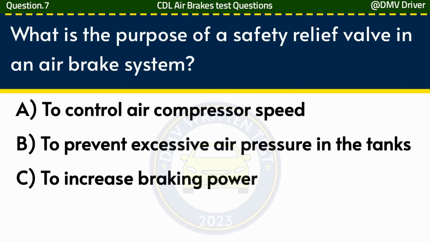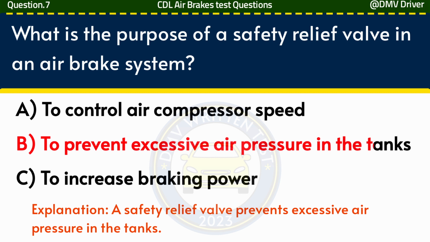Question 7. What is the purpose of a safety relief valve in an air brake system? A. To control air compressor speed. B. To prevent excessive air pressure in the tanks. C. To increase braking power. The correct answer is option B. A safety relief valve prevents excessive air pressure in the tanks.